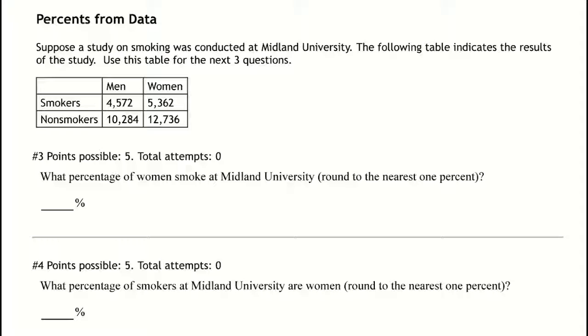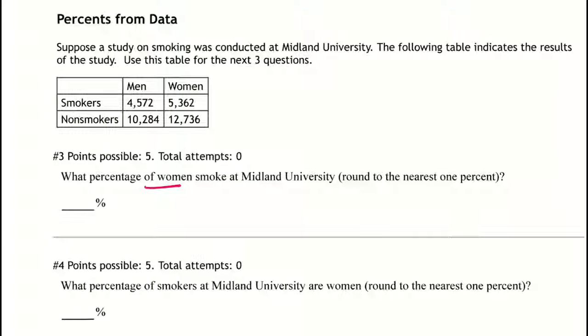So here's an example of that. It says, what percentage of women smoke at Midland University? So that "of women" tells us what's going to be the denominator. So the total number of women is going to be the denominator. And the number of women who smoke is going to be the numerator.